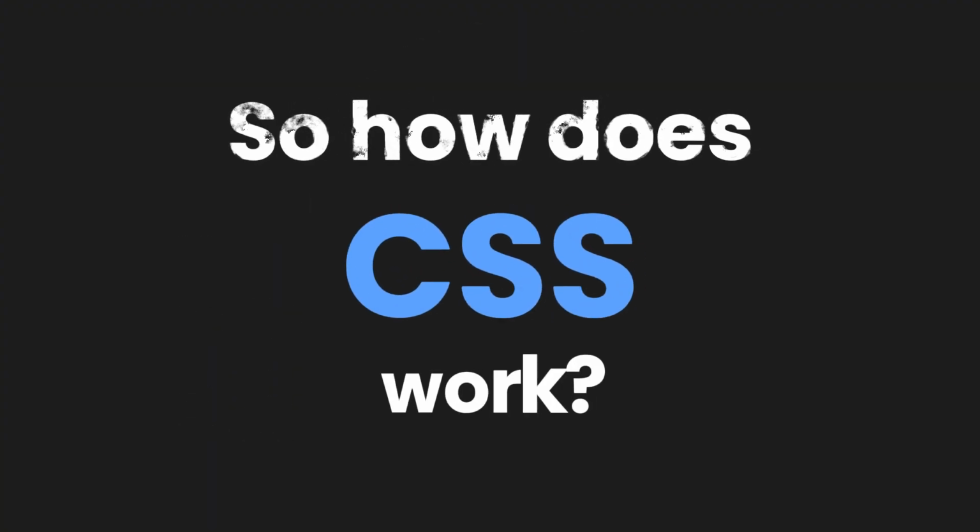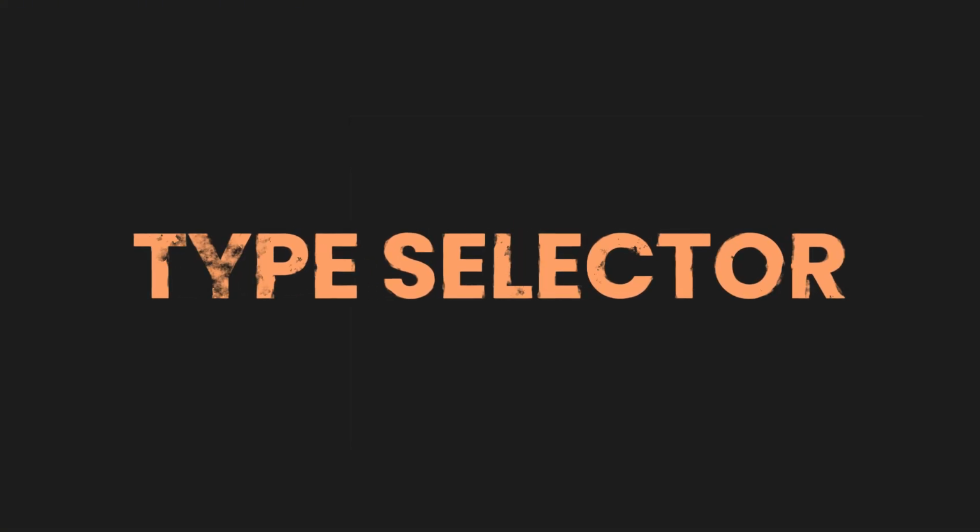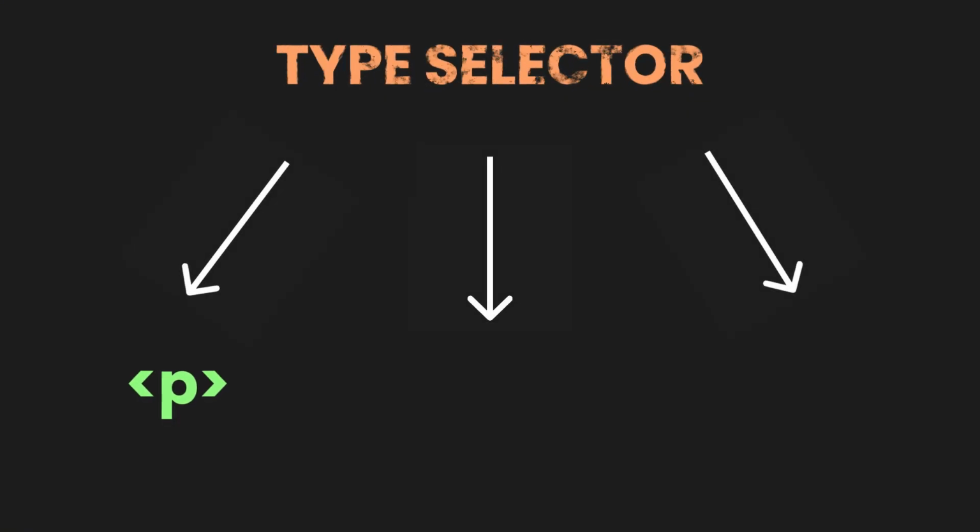So how does CSS work? CSS works by associating style rules to your HTML. What does that mean? For example, if you want to change the background color of the website to any color you choose, you simply select your body tag and apply the style rule for background color, setting it to your desired color. What we just did is called a type selector. Type selectors target all elements of a given type.